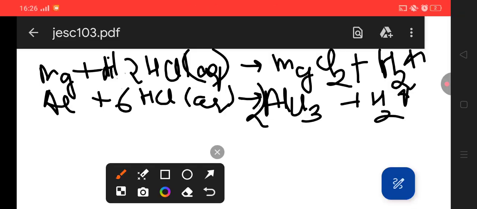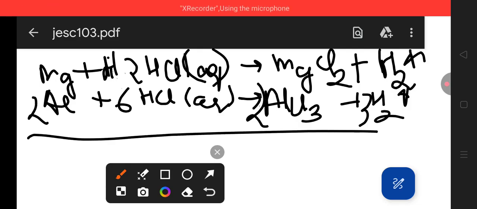We'll put here 6. Here we'll put 3, and here we'll put 2. So I think the equation is balanced.